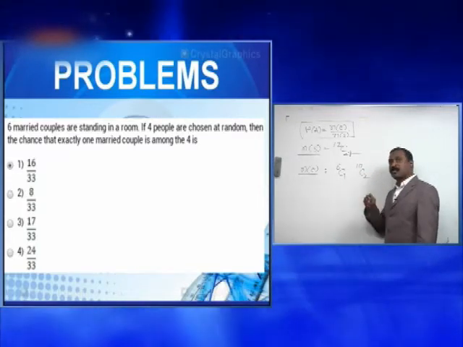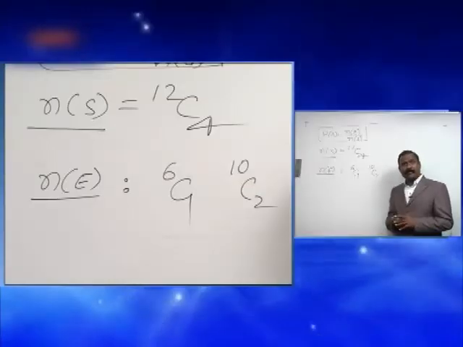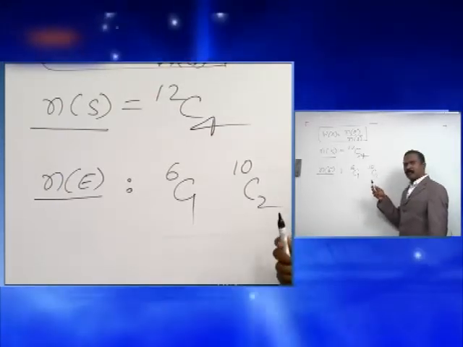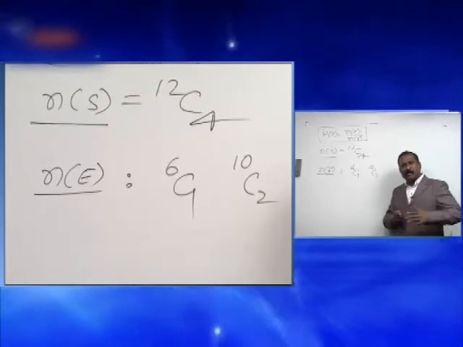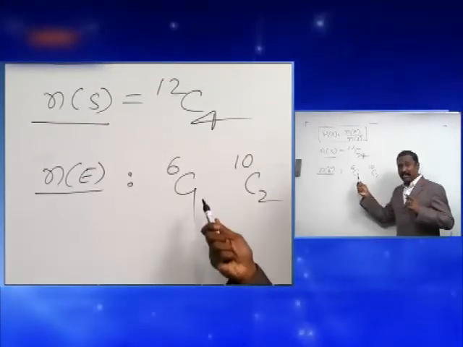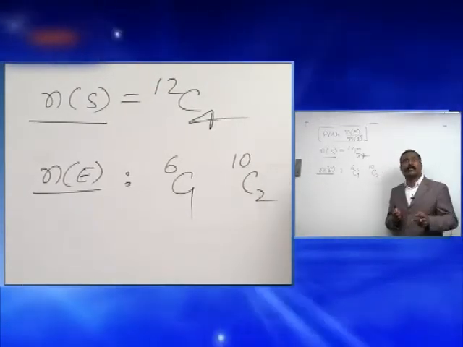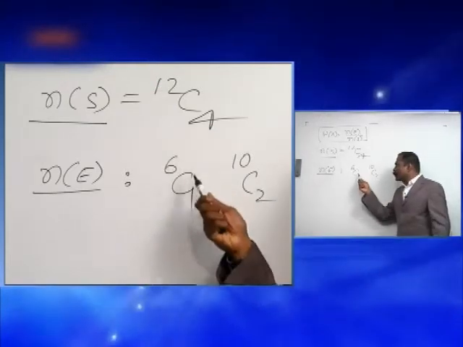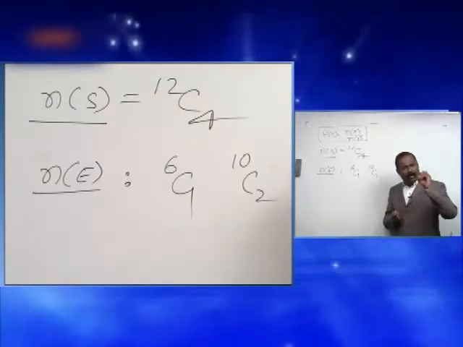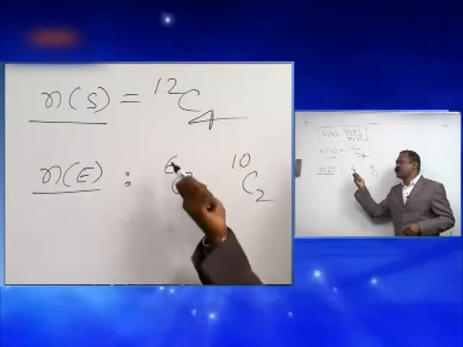So 10C2. But what happens? Among this 10C2, you may be getting 1 male, 1 female, 2 males, 2 females. Like that, different combinations you may be getting. But I need only exactly one married couple. This one only I need. So what I don't need is a second married couple. Because one married couple is already chosen, how many married couples are remaining? Only 5 are remaining. Those 5 I don't need because I have already chosen.